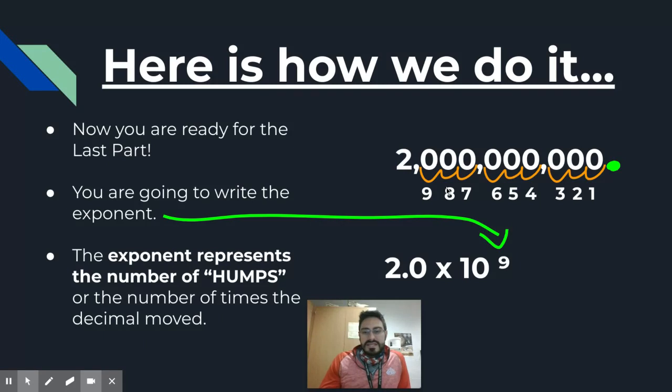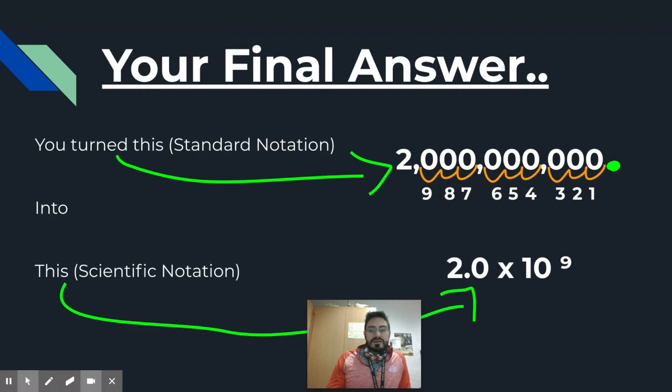Then we take the number of humps that we counted and we drop that down right here to make it our exponent. Because if you're a math wizard, you know that if you multiply something or divide it by 10, you get to move the decimal over one space, one way or the other, depending on if you're multiplying or dividing. So this 9 tells us we moved it over 9 digits times 10. And that's your final answer, 2.0 times 10 to the 9th. So this is standard notation. We converted it to scientific notation.